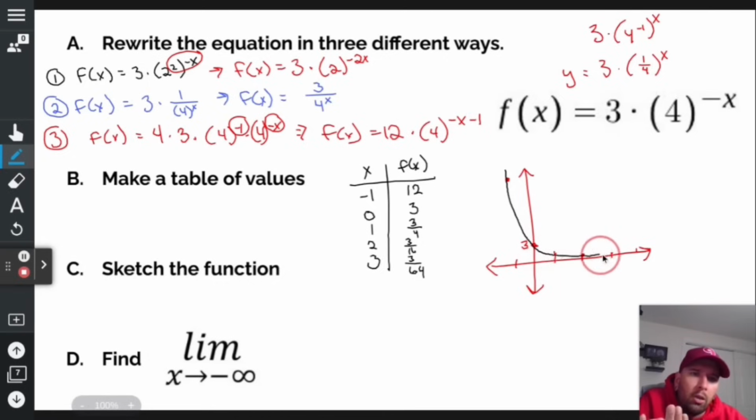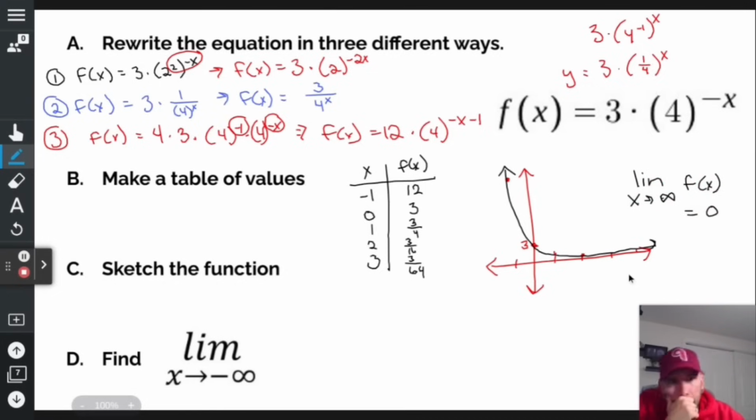Now, will you ever hit 0? No, because you're just going to keep dividing by 4 every time. Divide by 4, divide by 4, divide by 4. Even if you keep dividing 0.00000000 by 4, you can always get just a little bit smaller. So what we would say is that the limit as x approaches positive infinity of f of x is going to be 0. Now let's go the other way. What's the limit as x approaches negative infinity? Well, if I go to negative infinity, it's going to be super big. So positive infinity.